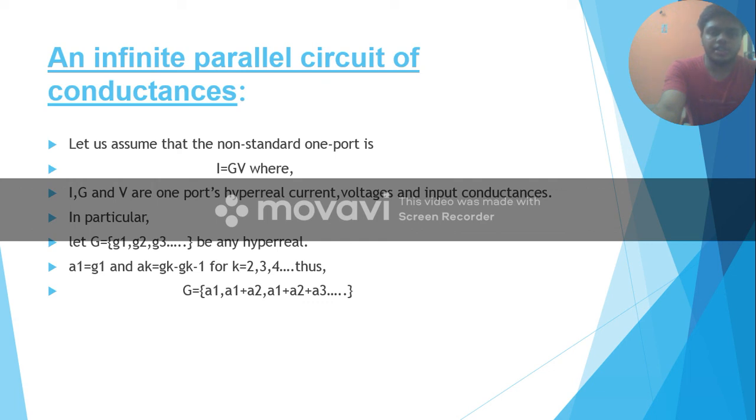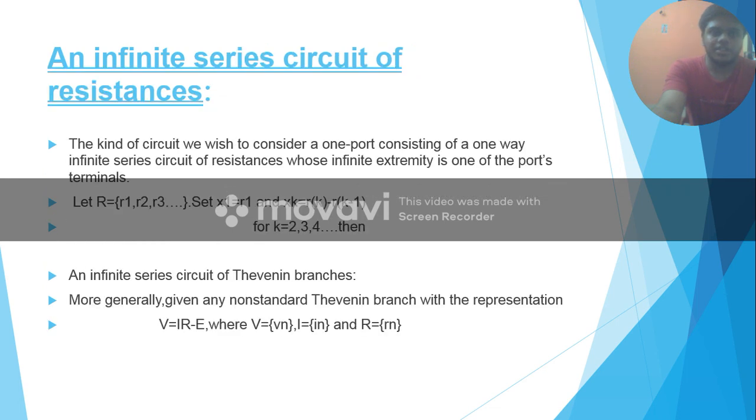In this way we represent it, and next is an infinite series circuit of resistances, which is the kind of circuit we wish for a one port whose infinity extremity is one of the terminals. R is equal to R1, R2, R3 and so on, and X1 is equal to R1. Since in the previous slide we used AK is equal to AK minus R, similarly we use X here for the infinite series.